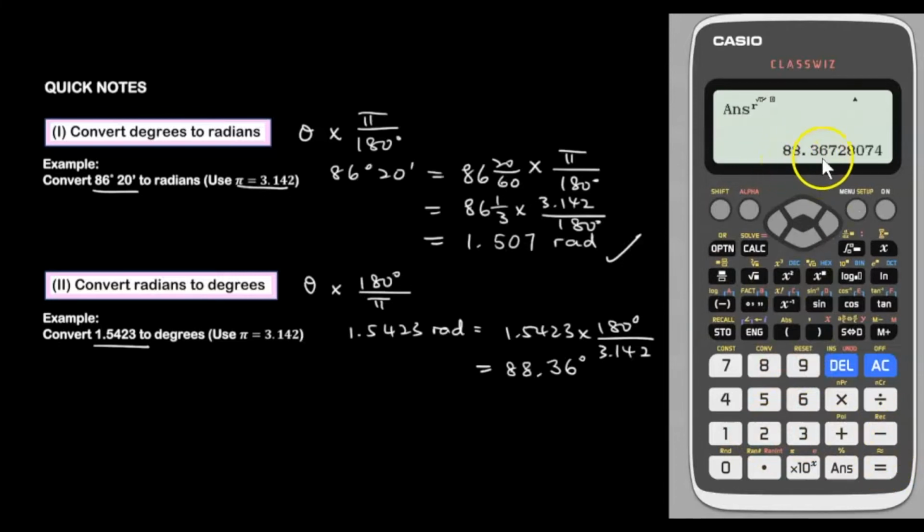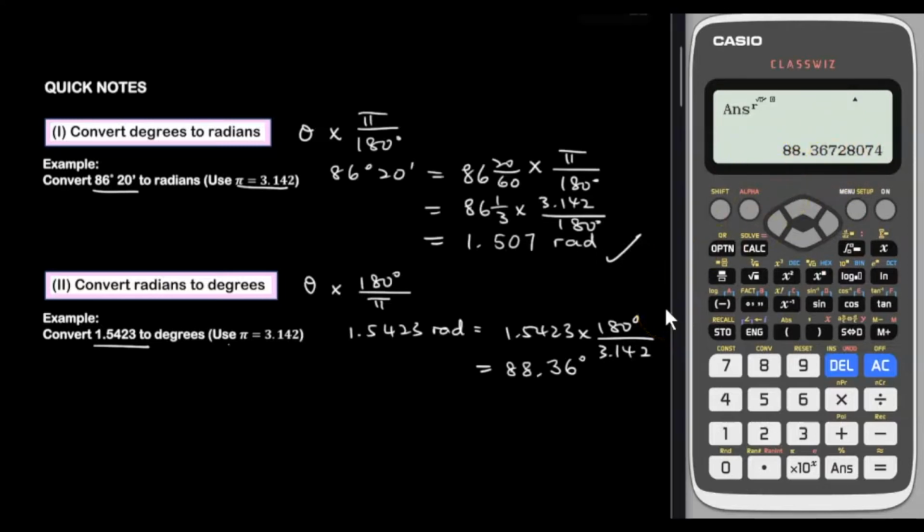So we get 88.36728.074, and it's very close to our answer, okay. The answer will be slightly different because we use pi equals 3.142, okay.